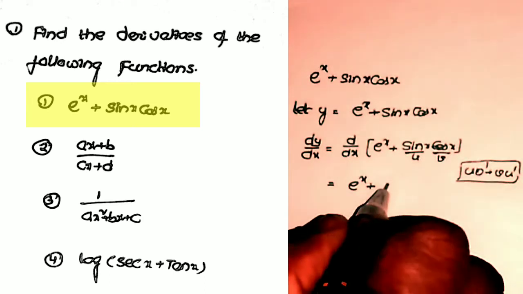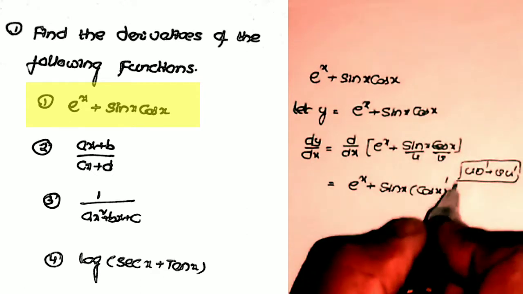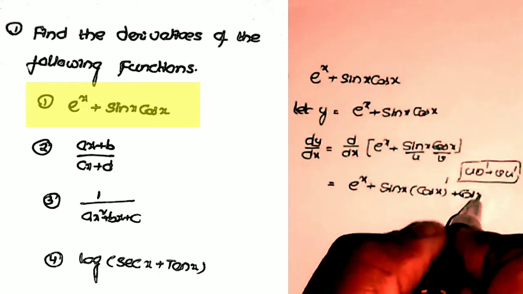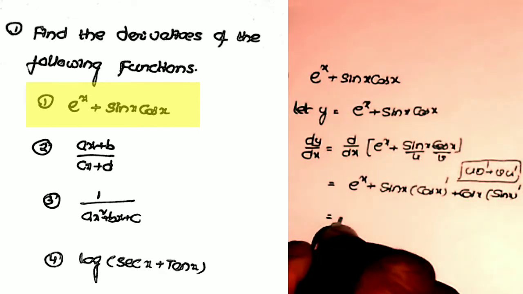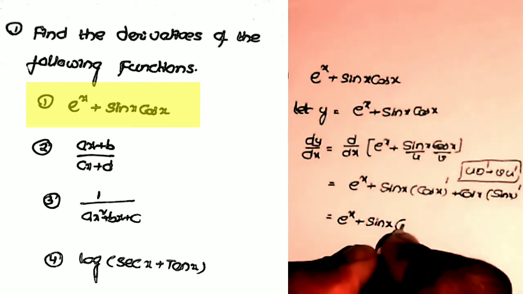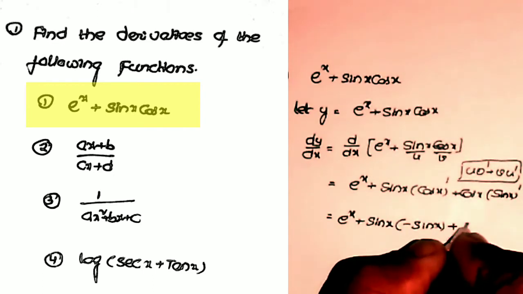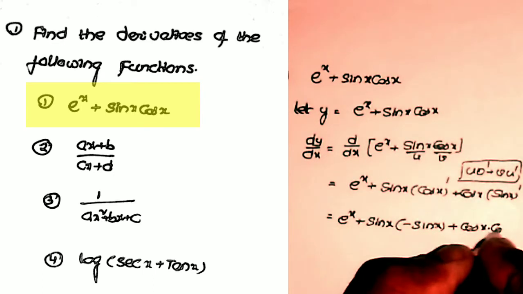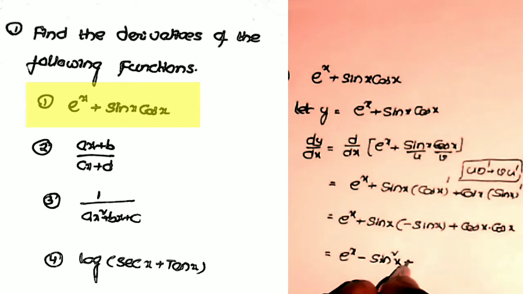So u into v dash, sin x into cos x whole dash, plus v into u dash, cos x into sin x whole dash. Now replacing the derivative values here, e power x plus sin x into cos x derivative is equal to minus sin x, cos x whole dash, d by dx of cos x minus sin x, plus cos x into sin x derivative cos x. So the answer is e power x minus sin square x plus cos square x. That's all. This is the answer.